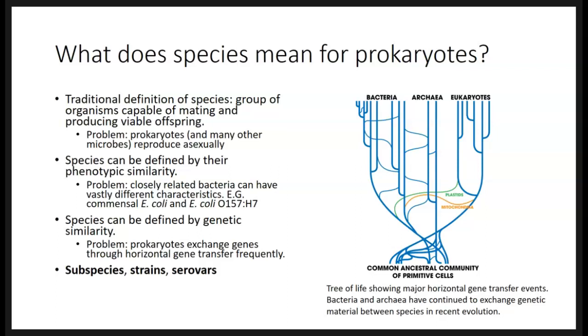But we also frequently categorize these organisms into more narrow groups, such as subspecies, strains, and serovars. And these are all groups of organisms that have some common characteristics based on different ways that we can measure those differences and similarities in the organisms.